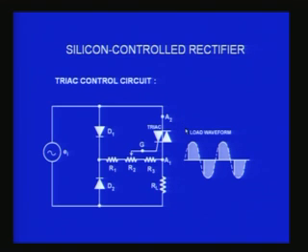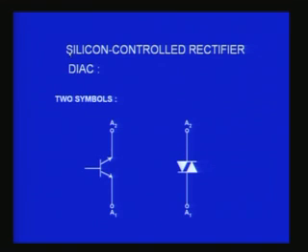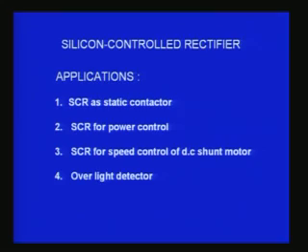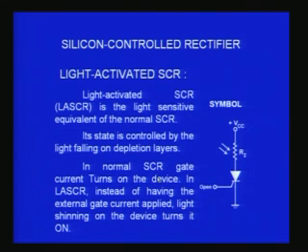So this is a TRIAC, and there is also another device called a DIAC, which is again a switching device, and that is shown here, and this is also combined along with SCR to control, along with the TRIAC to control. So you may also have sometimes TRIAC and DIAC in one compartment, one device which is called a quadrac. But more important, SCR applications, SCR can be used as a static contactor or for power control, about which we talked about. It can also be used as a speed control for DC shunt motor or overlight detector, about which I also mentioned.